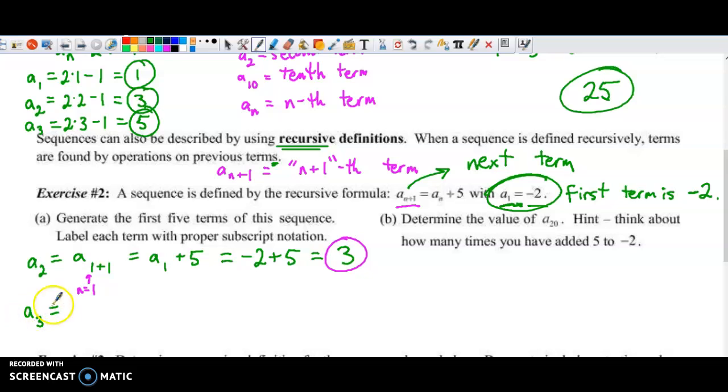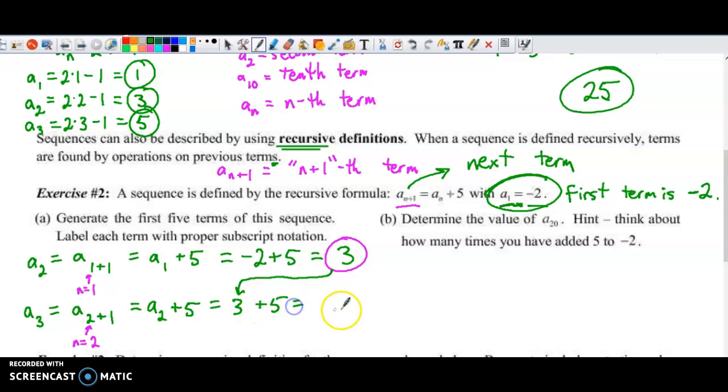So think about a subscript 3. In other words, that's 2 plus 1. Again, I'm just thinking about the next term. So in my problem, that means that n equals 2 now. So therefore, it's a subscript 2 plus 5. And the previous term was 3.